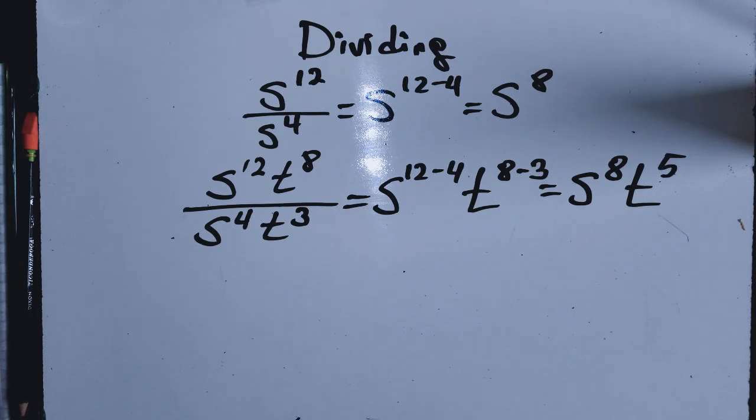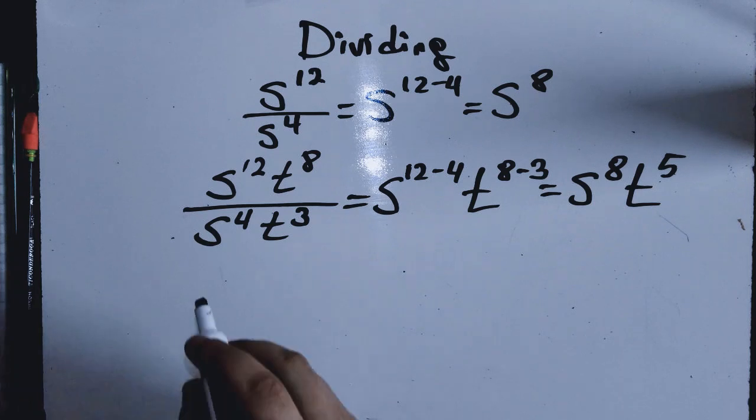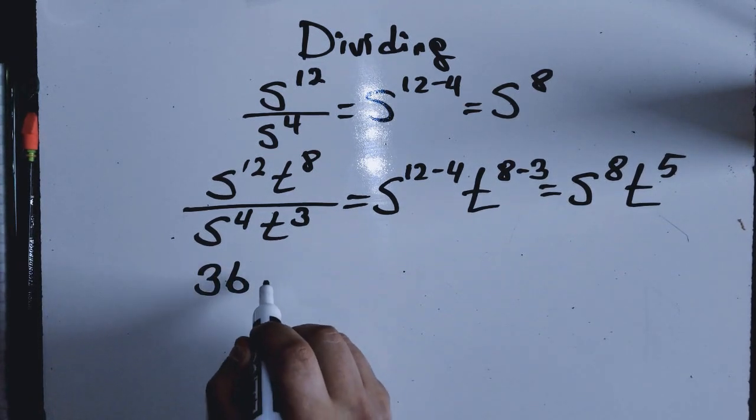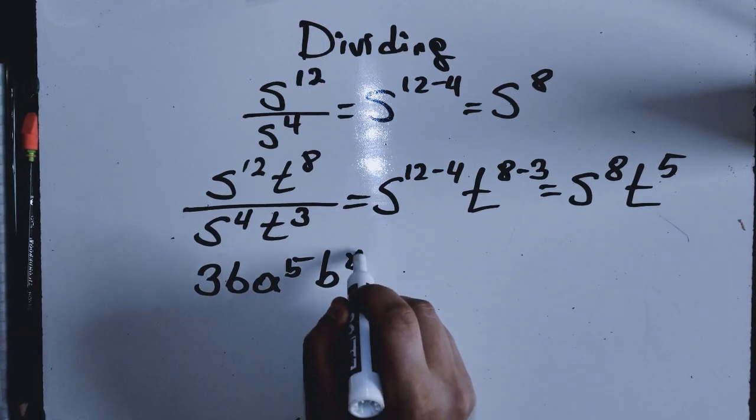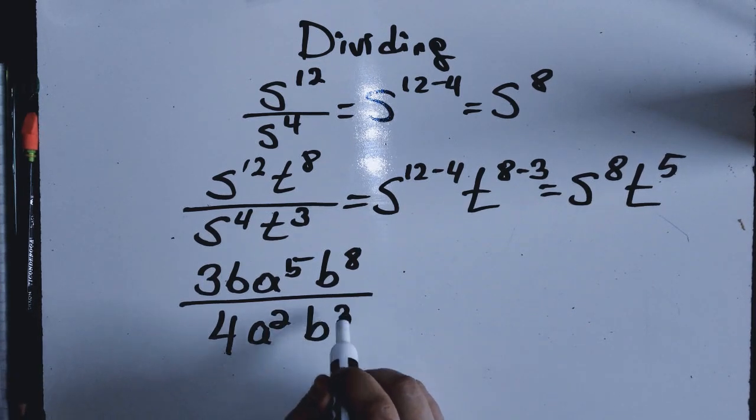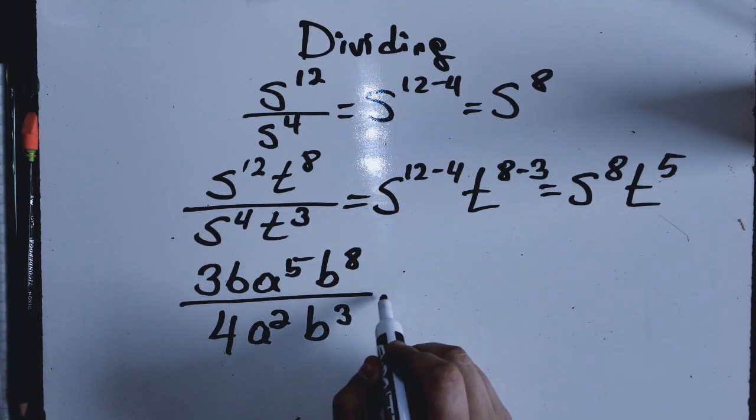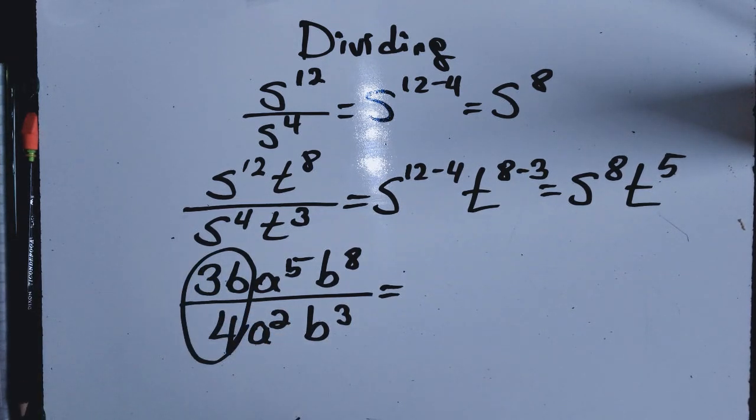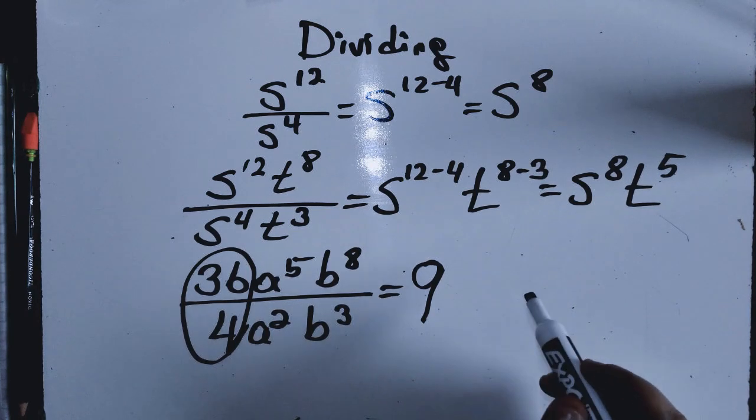What if I have numbers and variables all together? What should I do? Here's an example for that. 36 a to the 5th b to the 8th, over 4 a to the 2nd b to the 3rd. This is a regular division. 36 divided by 4 is 9. If this would not be a whole number division, you would simplify that as a fraction. Okay? So, 9.